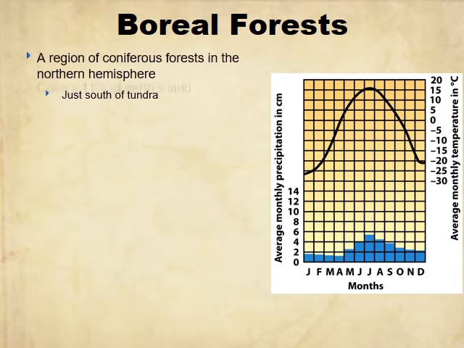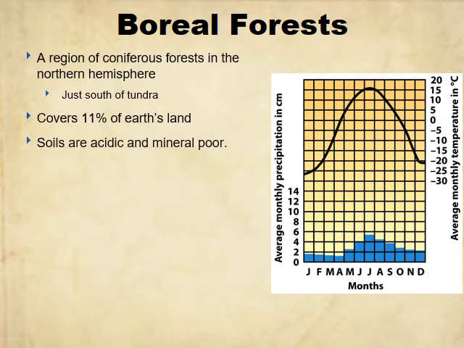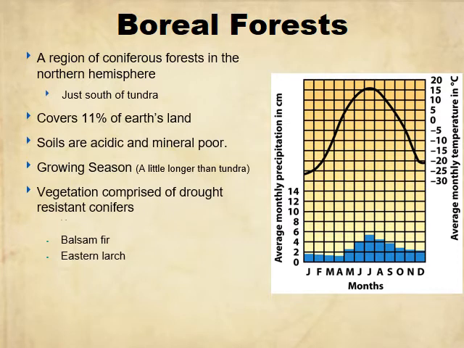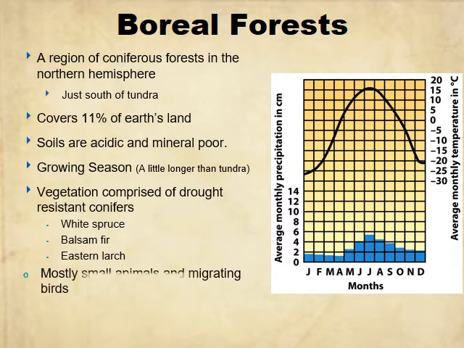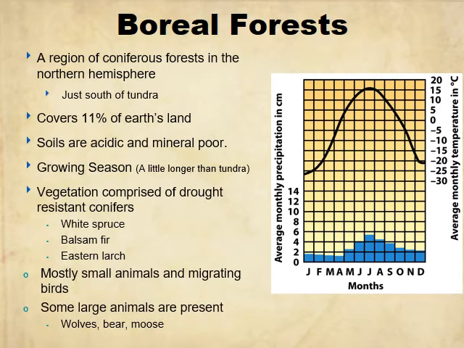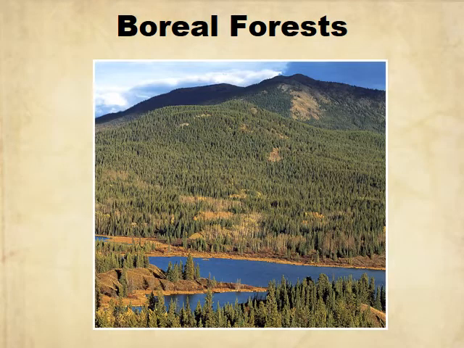Boreal forests, or your coniferous forests, cover a large majority of the northern part of the northern Ferrel cells. The growing season is a little longer than tundra. You can see that there are wide variations in temperature. You have different types of coniferous trees, mostly drought resistant. You have some larger animals, but mostly small animals and migrating birds. This is what it looks like. This is your coniferous forest, your boreal forest.